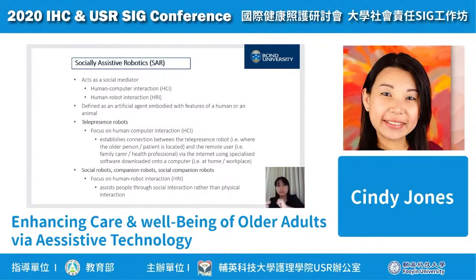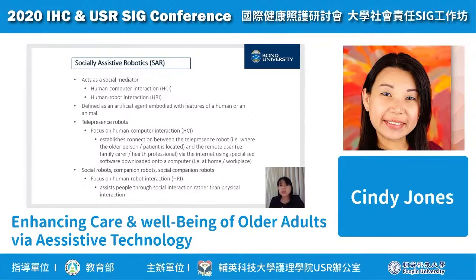So that's why it's a human-computer interaction. Now, the next type of socially assistive robotics is social robots, or companion robots, social companion robots. This type of socially assistive robotics focuses on human-robot interaction, where it assists people through social interaction rather than physical interaction.